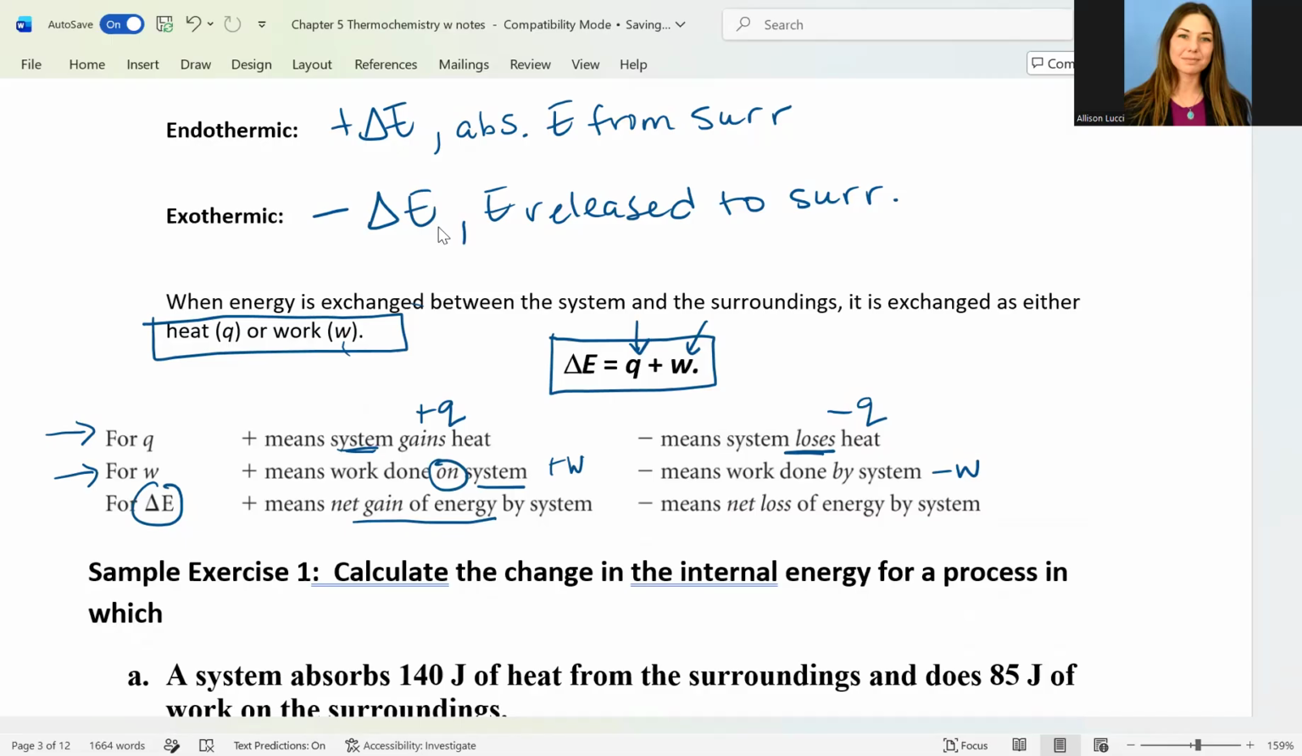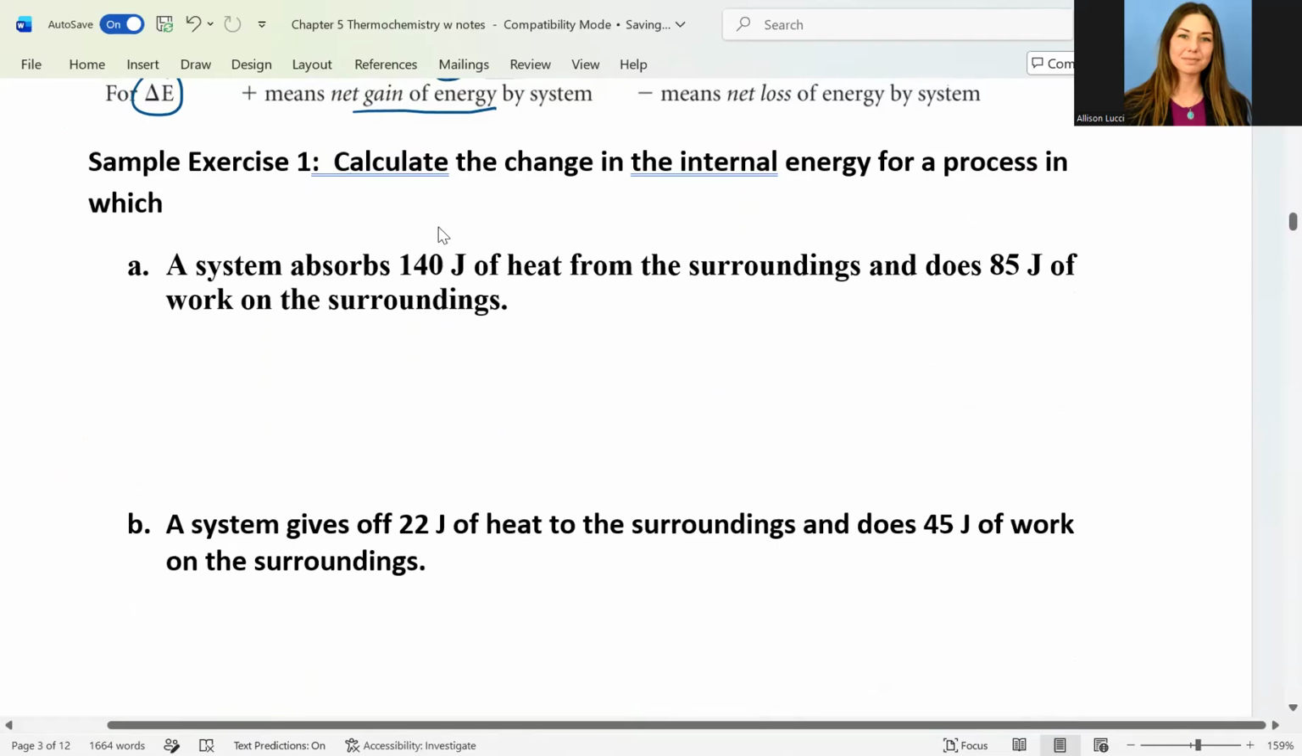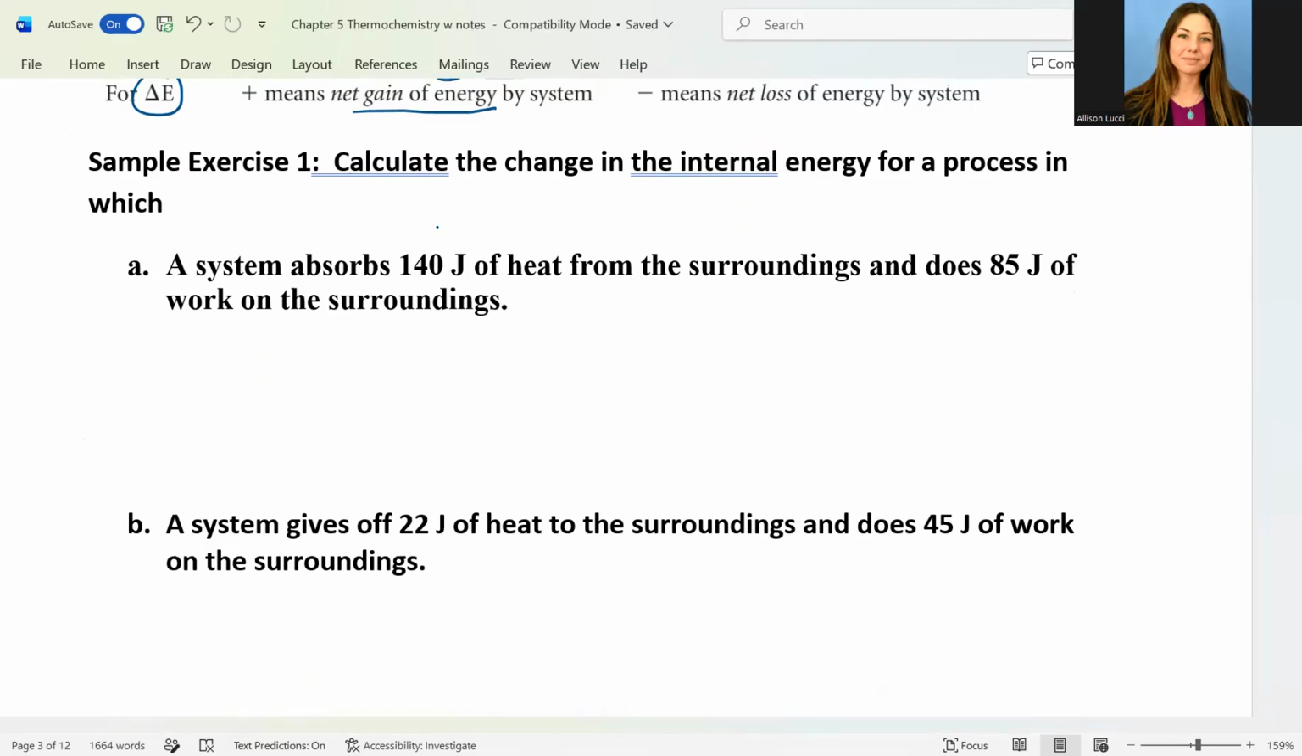So let's see if we can put our skills to the test here in sample exercise 1, where we're asked to calculate the internal energy for a process in which, in part A, our system absorbs 140 joules of heat from the surroundings and does 85 joules of work on the surroundings. So let's solve for delta E, and we know that that's going to be Q plus W. And our heat here is our Q, and work is our W.